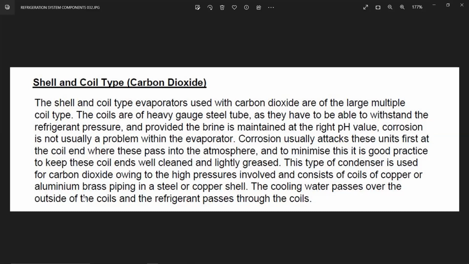This type of condenser is usually used with carbon dioxide owing to the high pressure involved, and consists of coils of copper and aluminum brass piping in a steel and copper shell. So the shell is steel and copper, and the coils are brass and copper. The cooling water passes over the outside of the coils, and the refrigerant passes through the coils, so there is no carryover of the refrigerant. This is your carbon dioxide. Carbon dioxide is not used that much as a refrigerant nowadays anyway.